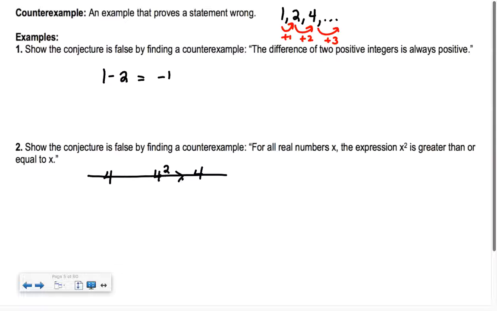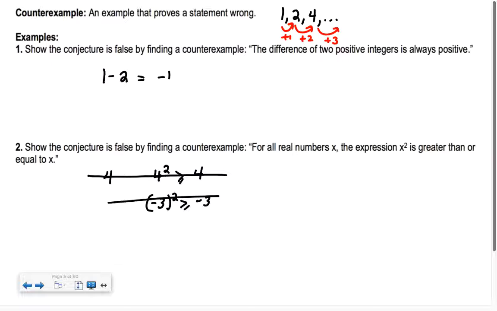So the expression x squared would still be greater than or equal to x if it was 0, but that's a good thought. Do negatives work? I don't know. What about negative numbers? What if I took -3 and I squared it? Is that still greater than or equal to -3? Yeah, that works. So that's not going to be a counterexample.